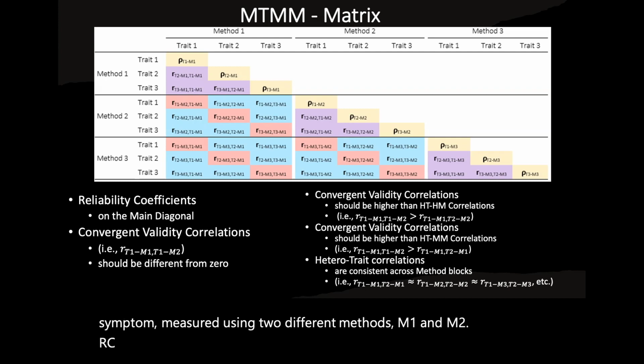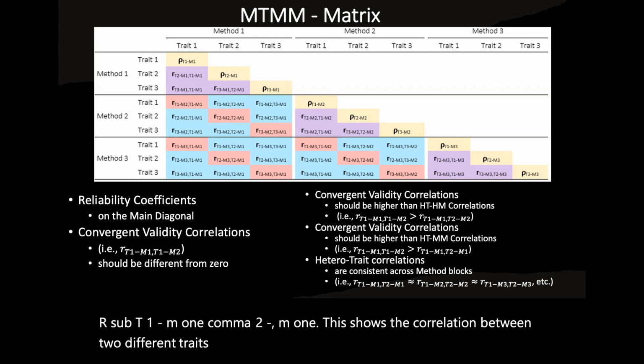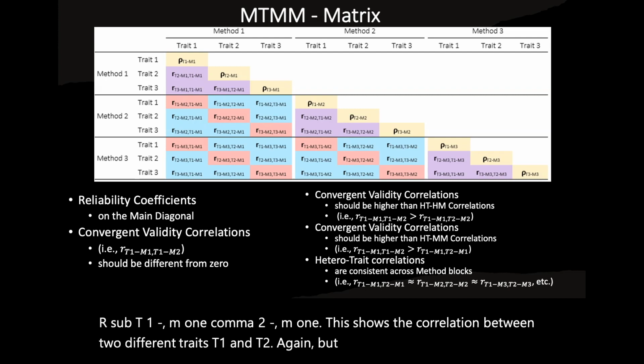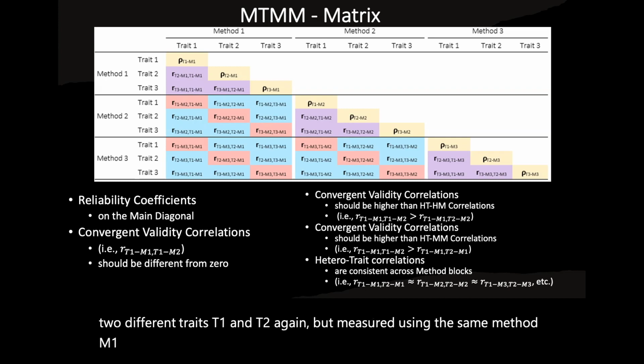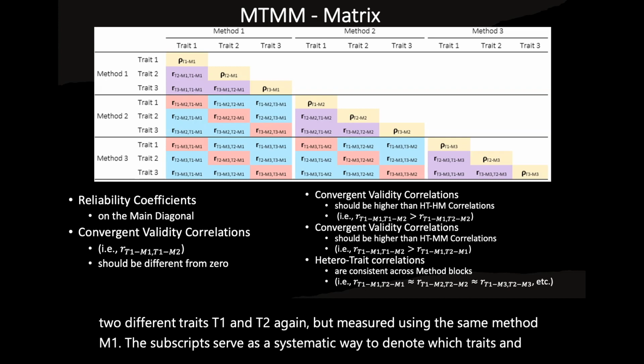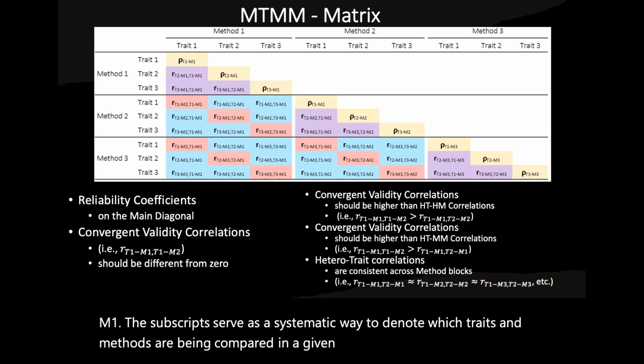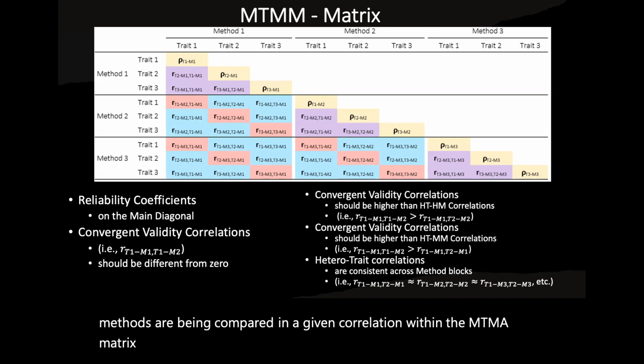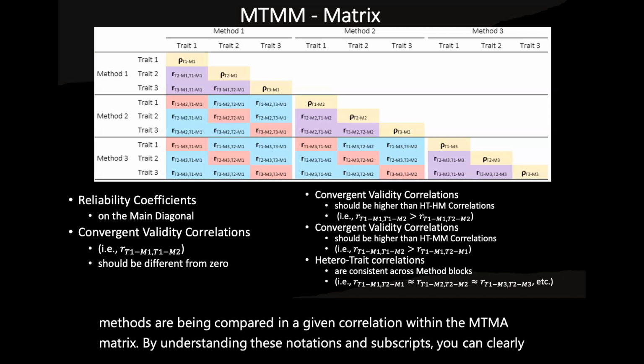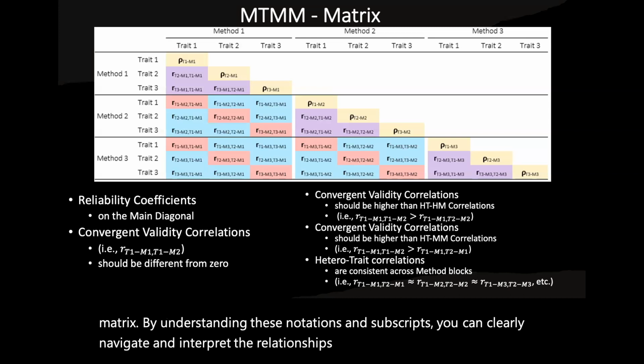R sub T1-M1, comma T2-M1. This shows the correlation between two different traits, T1 and T2 again, but measured using the same method, M1. The subscripts serve as a systematic way to denote which traits and methods are being compared in a given correlation within the MTMM matrix. By understanding these notations and subscripts, you can clearly navigate and interpret the relationships and comparisons being made in the matrix.